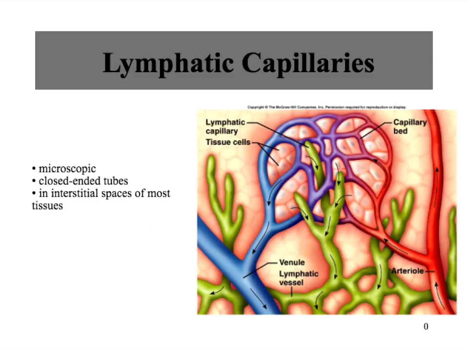Here we see a comparison of some of those lymphatic capillaries along with the lymphatic vessels. As you can see, the lymphatic capillaries have a terminus end to them, whereas capillary networks really are a continuous circuit. The pressure is fairly low in these lymphatic capillaries, and they're surrounding the interstitial spaces of most tissues.